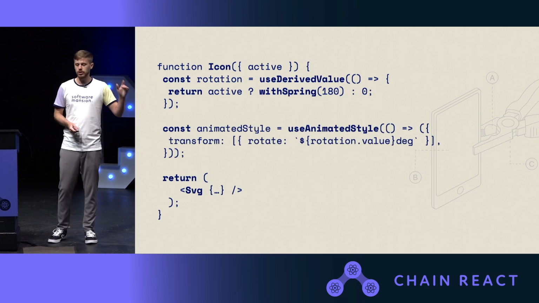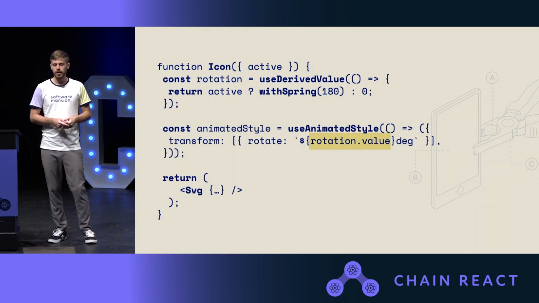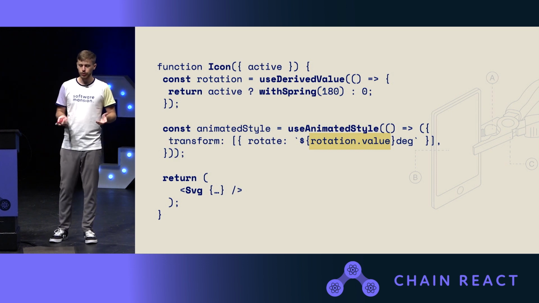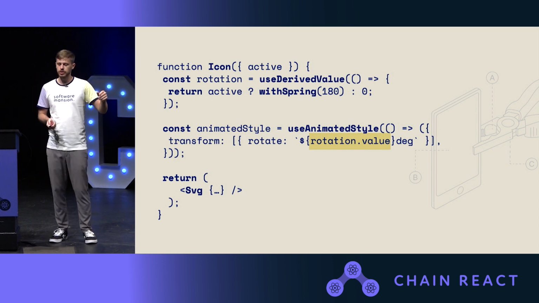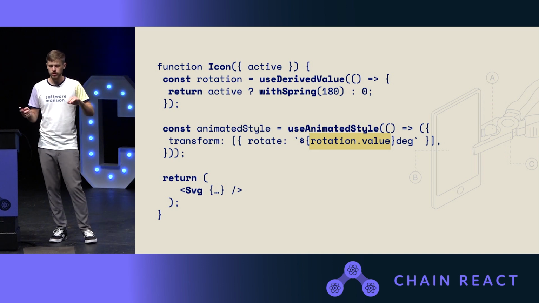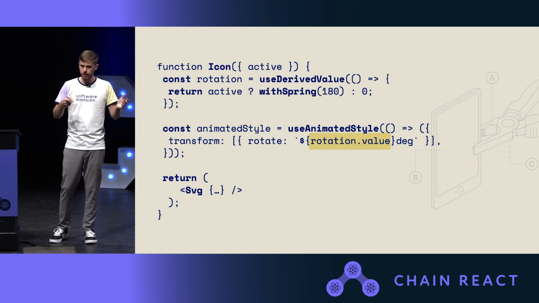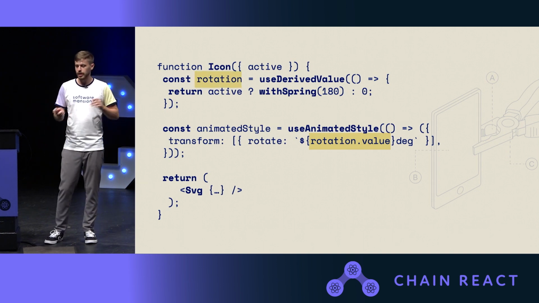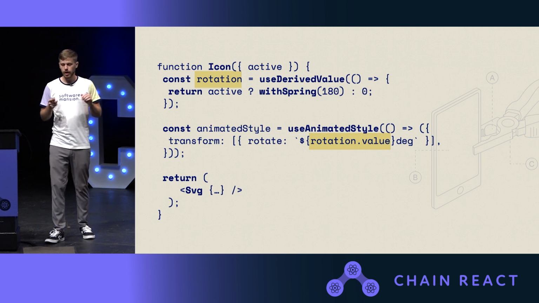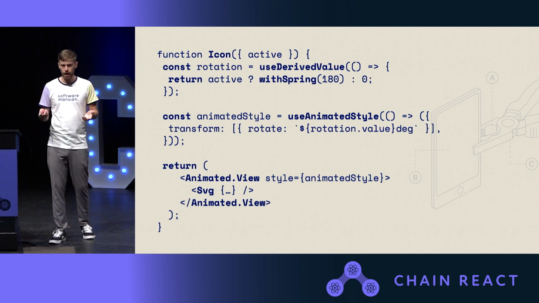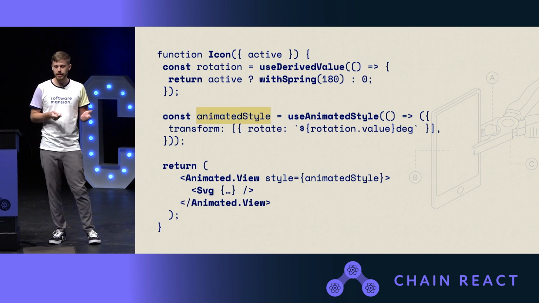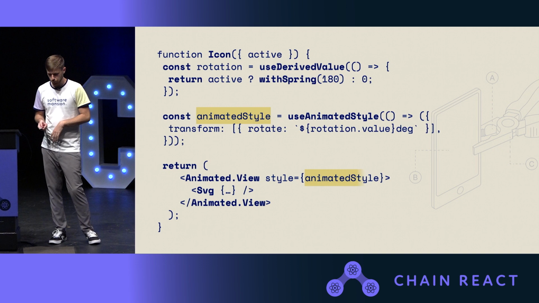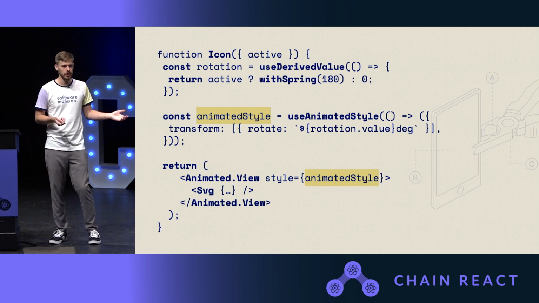Next one, you use that shared value right here in the useAnimatedStyle hook and create transform rotate rotation.value degrees. What it does, it will create an animation that rotates from 0 to 180 degrees. Simple. And that's the same shared value we created in the previous step. And then all you have to do is wrap that SVG and pass that animated style to the Animated.View. That's it. That's our whole animation.